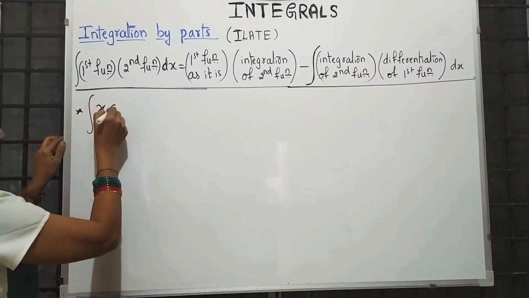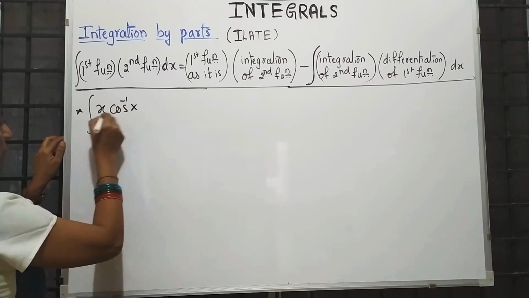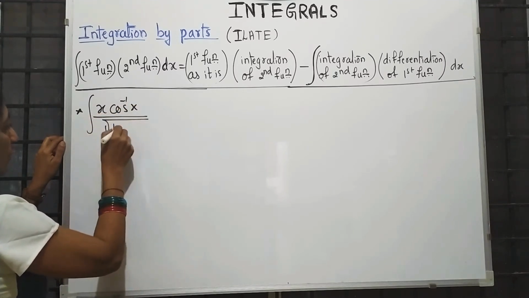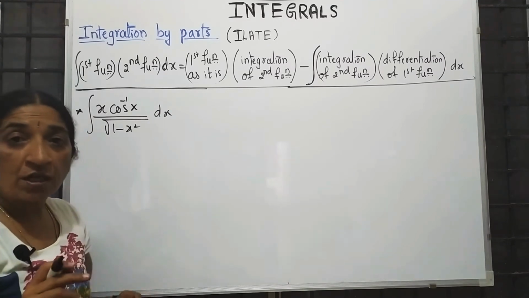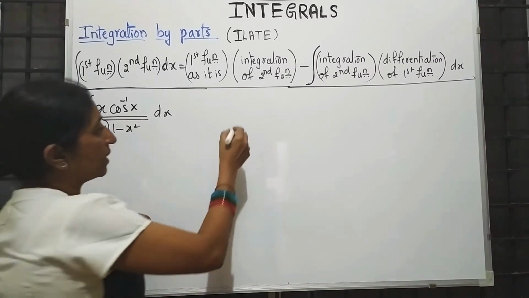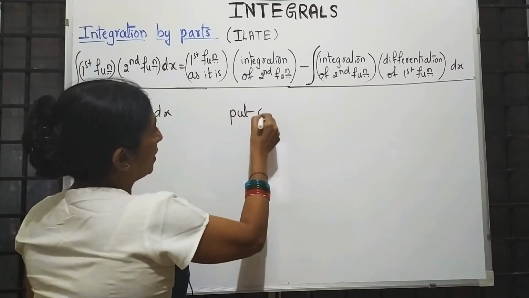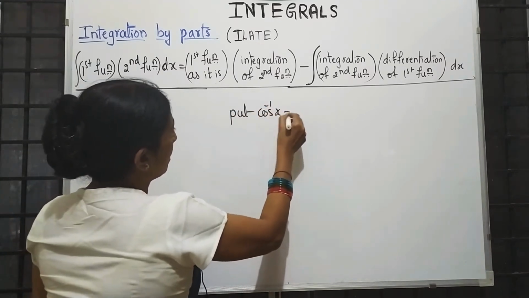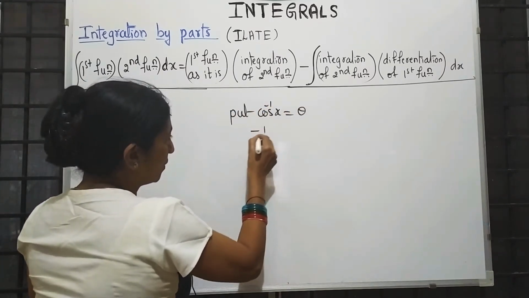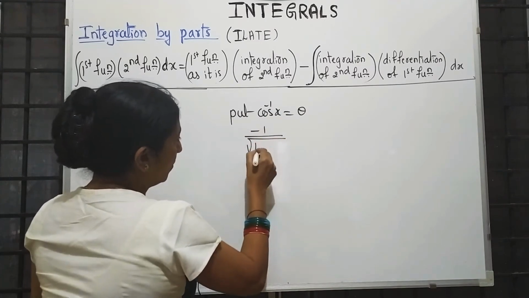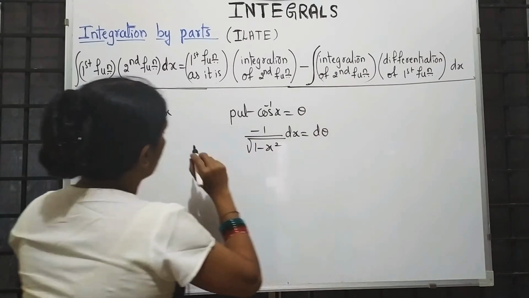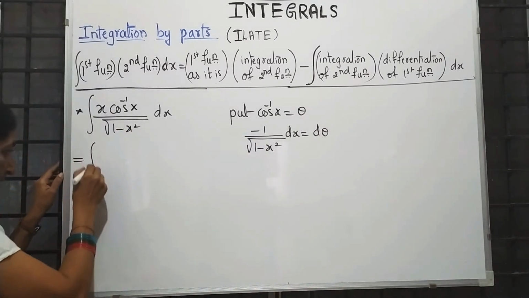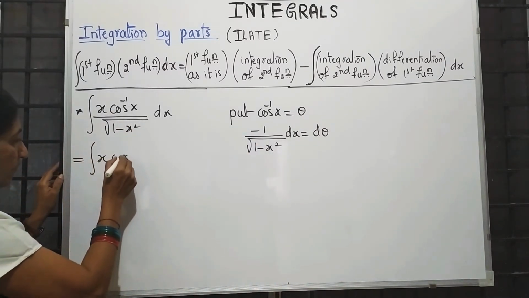Integration of x into cos inverse x upon root of 1 minus x square into dx. If you are thorough in the differentiation, you can easily write this. Here I am writing cos inverse x as theta. Differentiation of cos inverse x is minus 1 upon root 1 minus x square into dx, which is d theta. For your convenience, I am writing the problem like this.